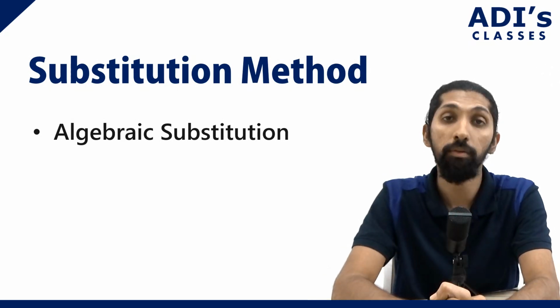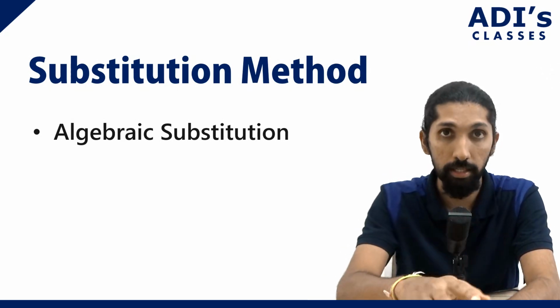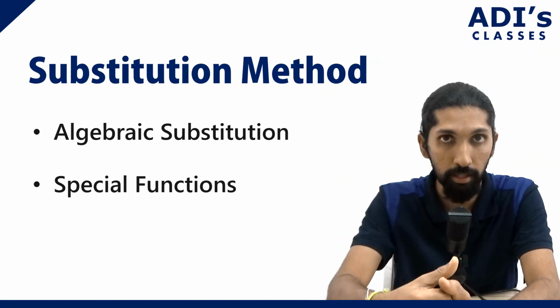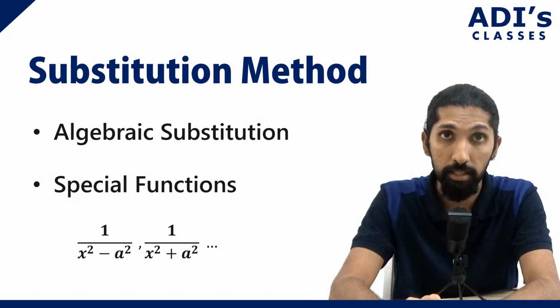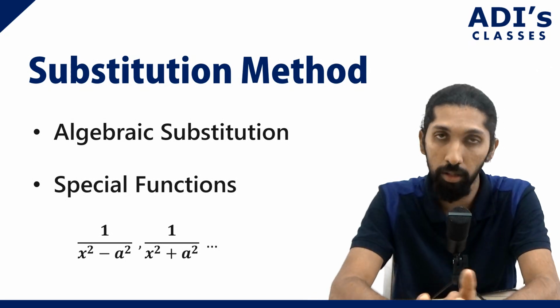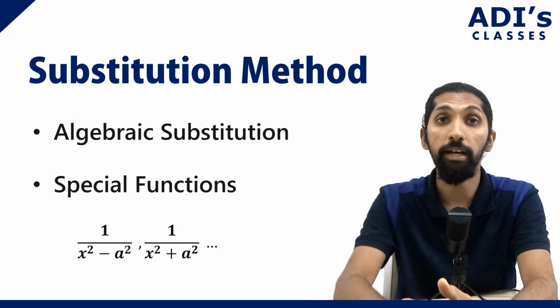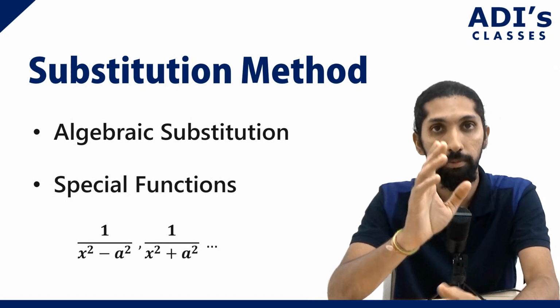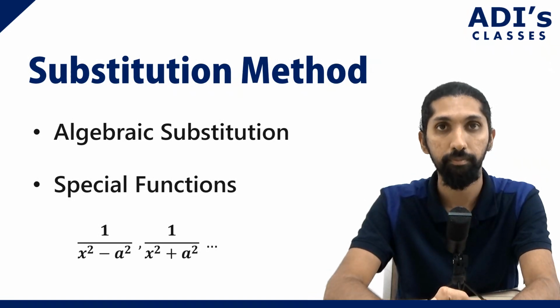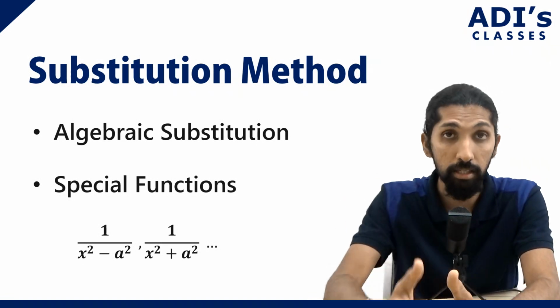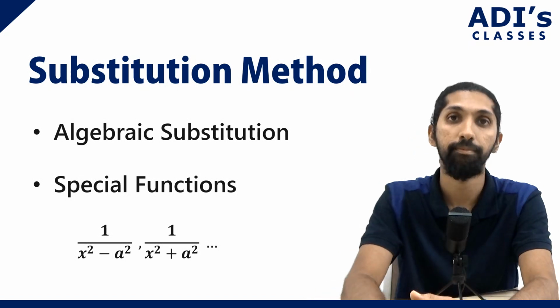Then after this, what do we have? Then you're going to understand special types of functions, isn't it? Like see this one: 1 by x square plus a square, x square minus a square, all these functions, isn't it? We derive this by using the substitution method, and that too trigonometric substitution, right? So these are certain special functions that you have.